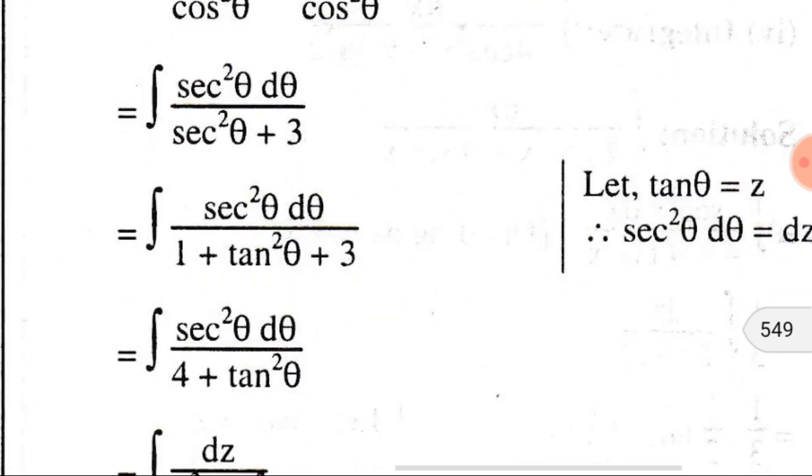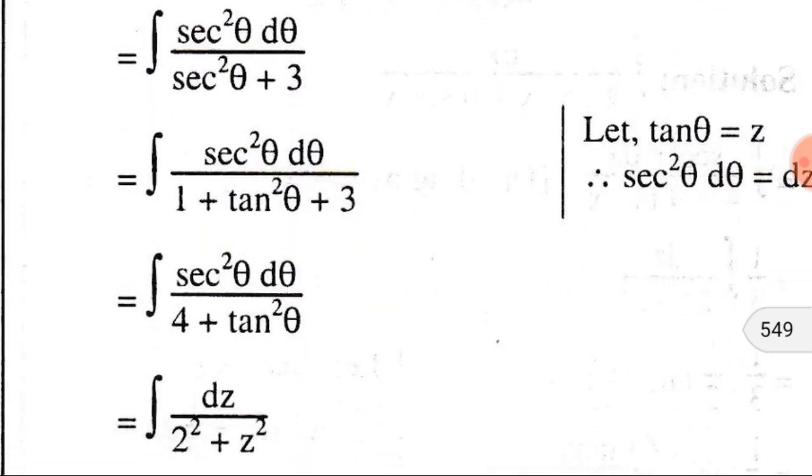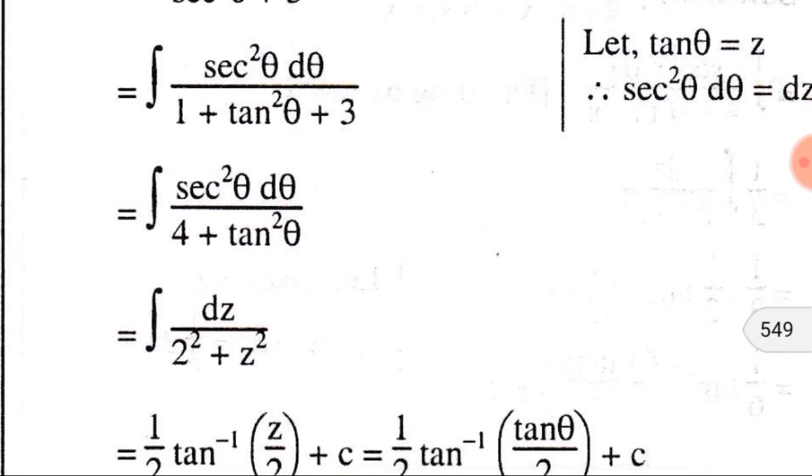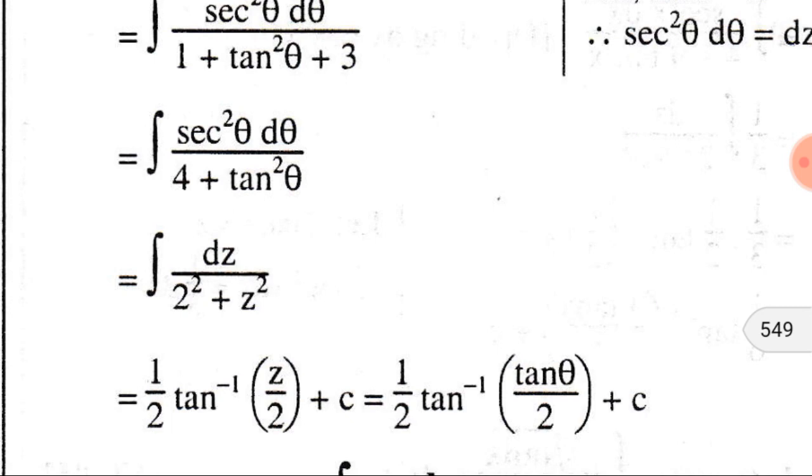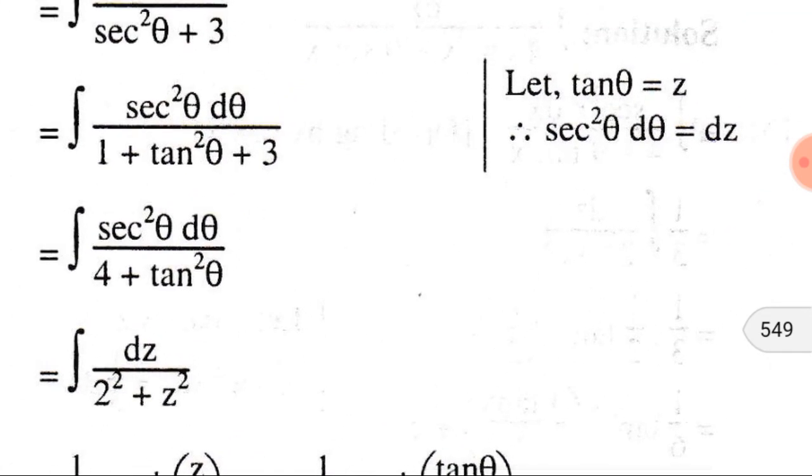So we can write integration sec square theta d theta divided by sec square theta plus 3. Here, in the upper sec square theta d theta I have kept it as is, but the sec square theta below the horizontal line we can substitute by 1 plus tan square theta. Now after calculation, we get integration sec square theta d theta divided by 4 plus tan square theta. Now if we substitute tan theta by z, then sec square theta d theta equals dz, differentiating both sides.